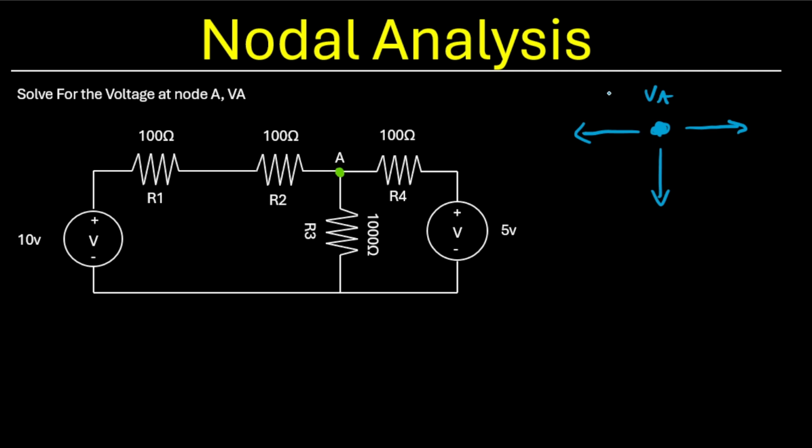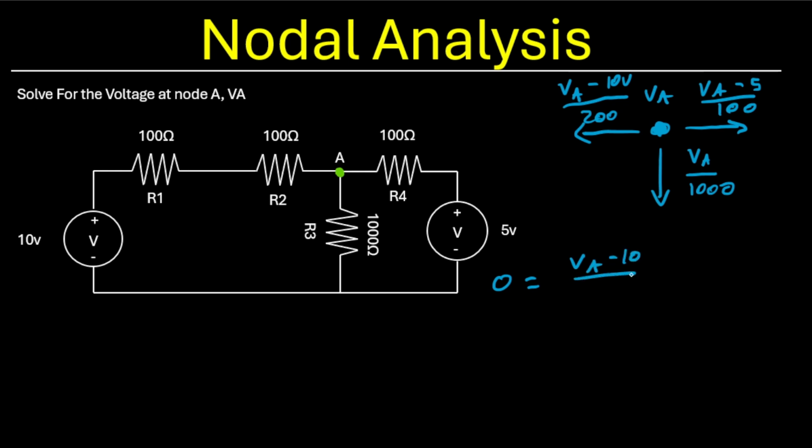So current going to the left is going to be VA minus 10 volts over the sum of these two resistors, 200 ohms. The current going down is going to be VA over 1,000 ohms. The current going to the right is going to be VA minus 5 over 100. So we sum all this together, must equal 0. Got VA minus 10 over 200 plus VA minus 5 over 100 plus VA over 1,000.